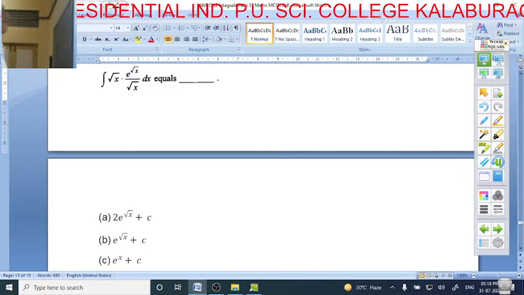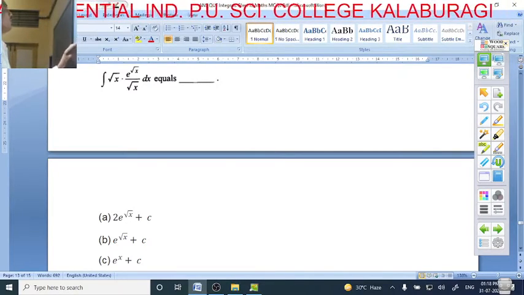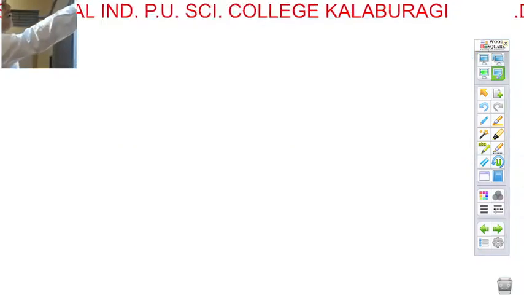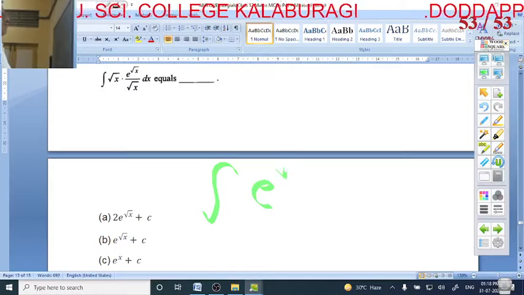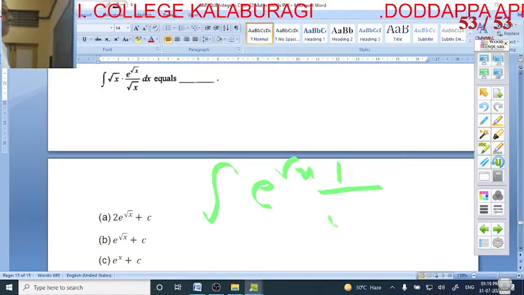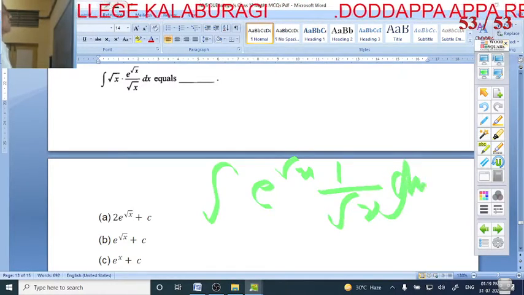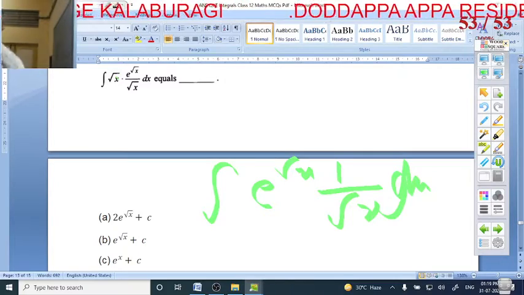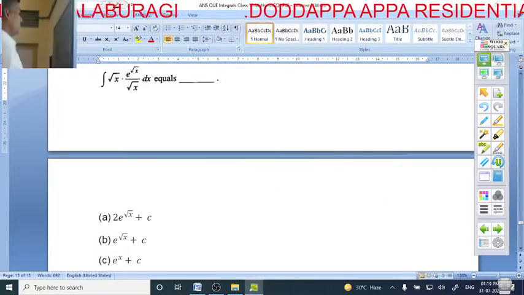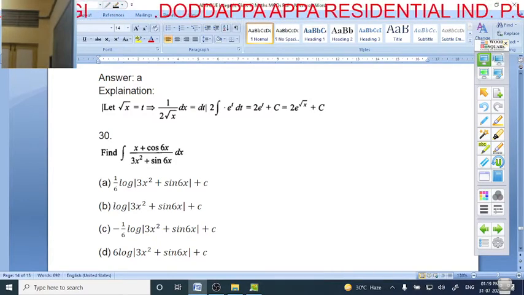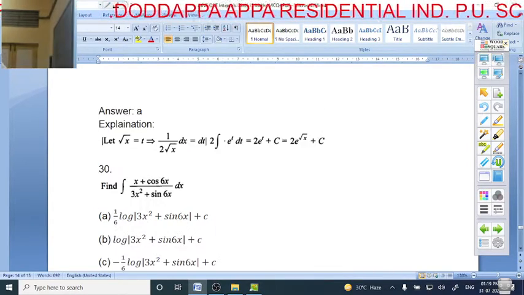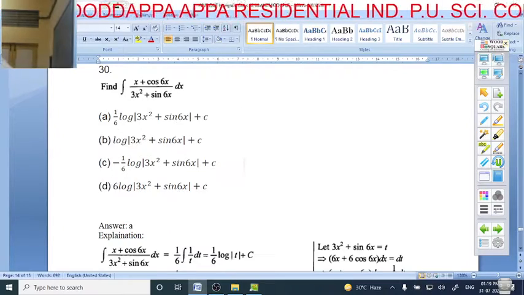Maybe it is only 1 minute. So integration of e to the power root x into 1 divided by root x dx. This extra root x is integrated so that it becomes 1 divided by root x. Right. Okay.